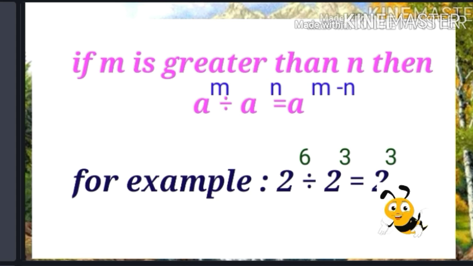So let us see one example here. 2 raised to power 6 divided by 2 raised to power 3 is 2 raised to power 3. Here 6 minus 3 is 3. Let us see one example.